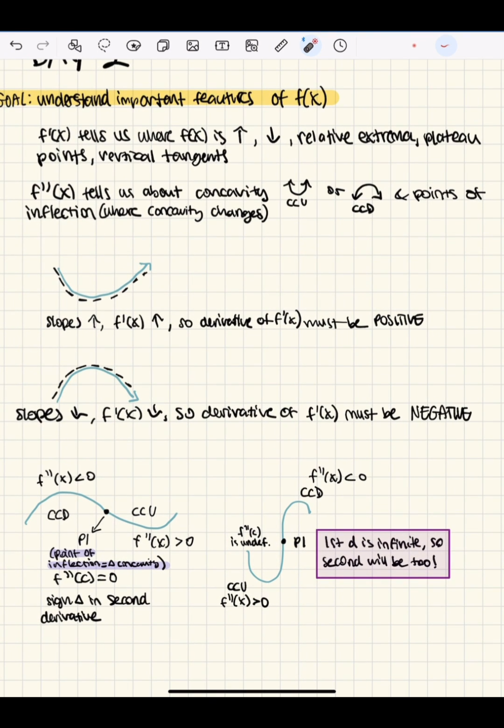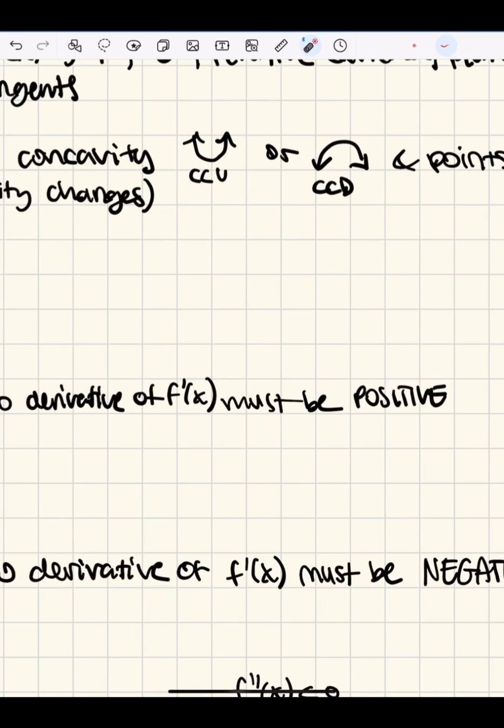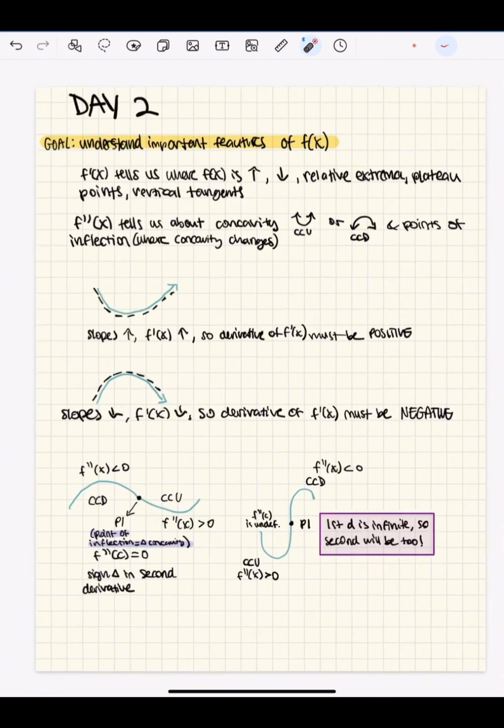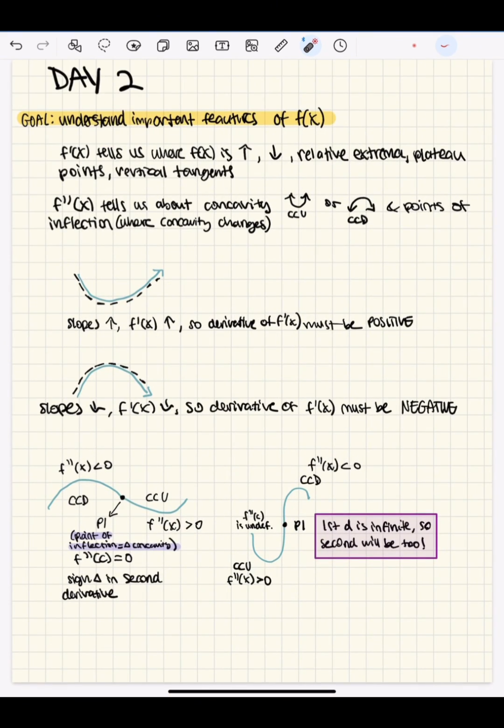So concavity, I abbreviate because in my class it's allowed, but again, check with the teacher to see if that's allowed or not. CCU, concave up, or CCD, concave down. So this is the shape, mind you, of f of x. So f prime x is telling you this, but this is about the shape of f of x. And then points of inflection, which we'll get to in a moment.